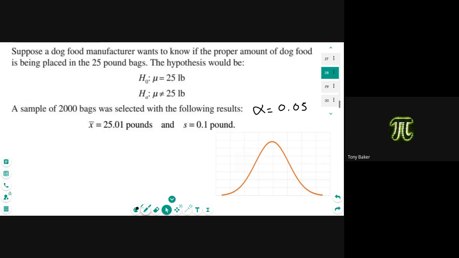They gave you your H naught and your hypothesis, so you don't have to find that part. They were nice to you on this one. I was going to say, they gave us the details. Yeah, they gave that to you. So yes.